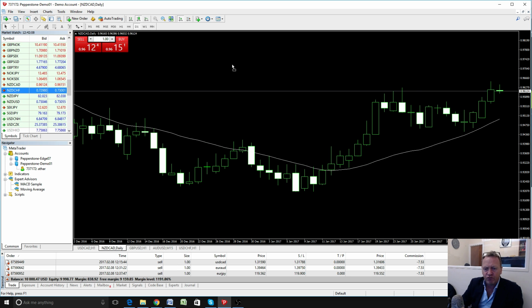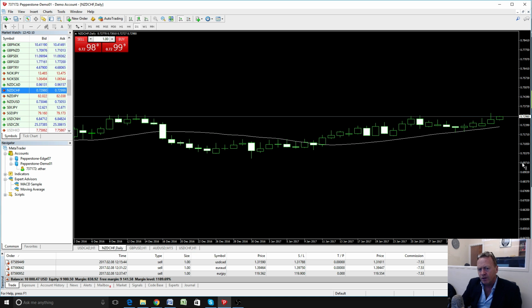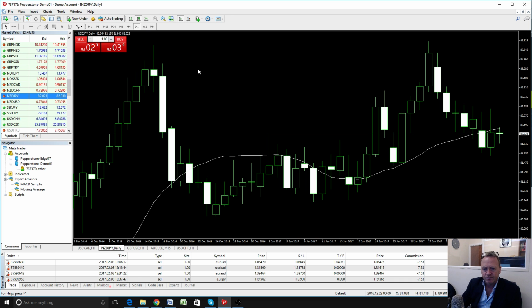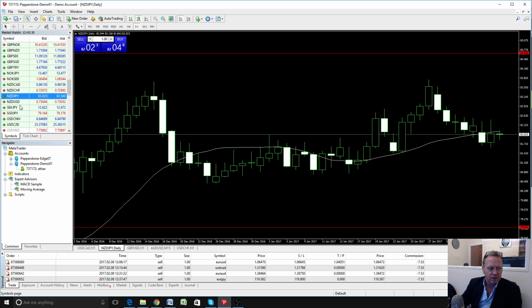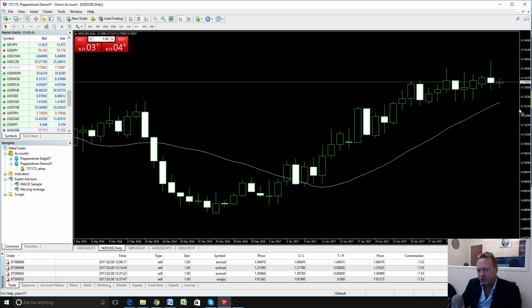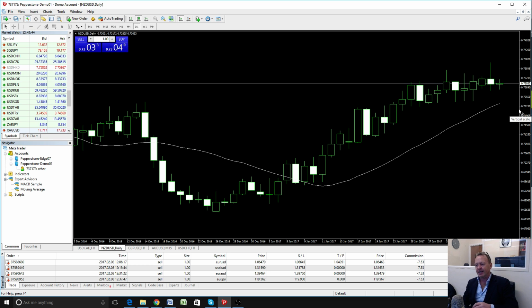What I'm going to do now is just carry on through the analysis. And as you can see there, for me, it's going sideways. It's looking messy. It's not really giving me anything great to look at. Okay, so initially, that's the first part of the analysis done.